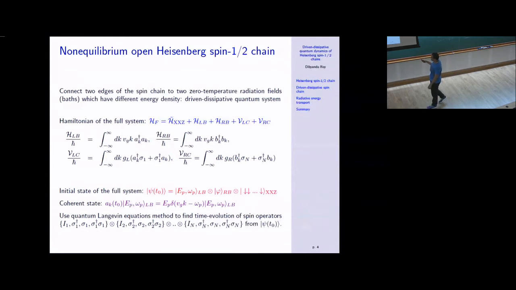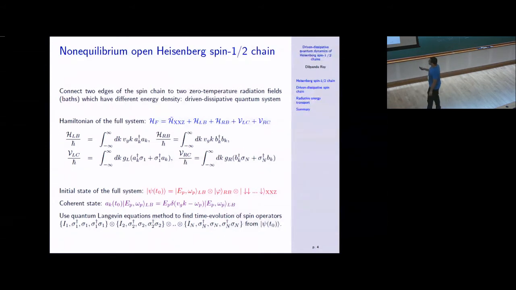The coherent state has the property that if I act the annihilation operator of this left bath on this coherent state, it is an eigenstate, so it gives me an eigenvalue, E_P, with the constraint that the energy of the harmonic oscillator mode, or bosonic mode, has to match my coherent state frequency, and that constraint is given by this delta function.